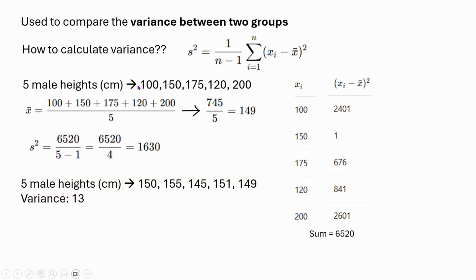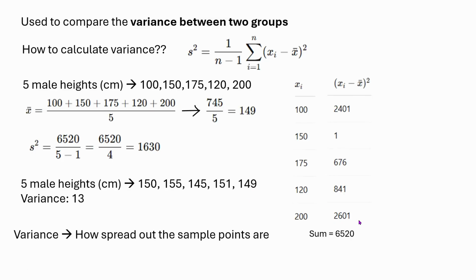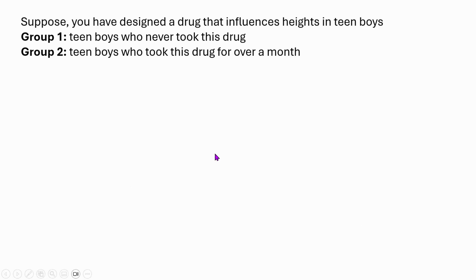Understand that when we have a lot of spread, so you can see that the heights are very different, then there will be a high variance. But when the heights are quite consistent, then the variance will be low. That means variance is nothing but a measure of how spread out your sample points are. Now, let's look at an example.